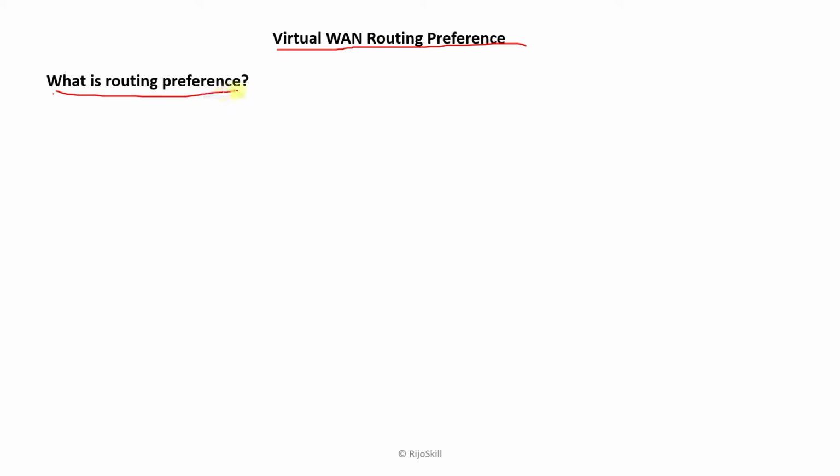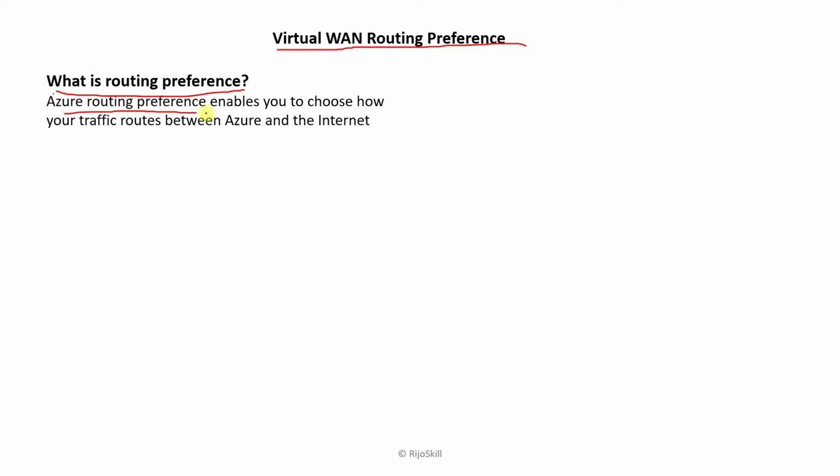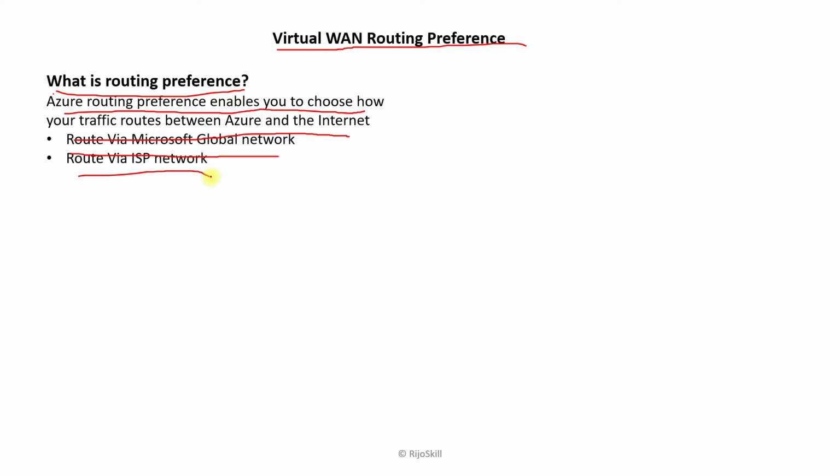What is the virtual WAN routing preference? Azure routing preference enables you to choose how your traffic is routed between Azure and the internet. There are two types of routing preference available: route through the Microsoft global network, or route through the ISP network.